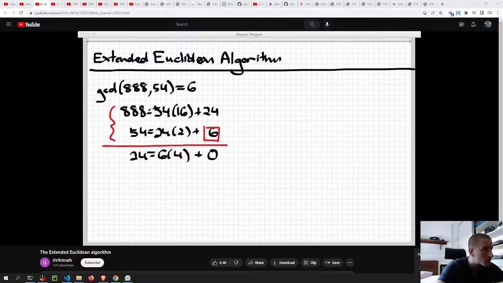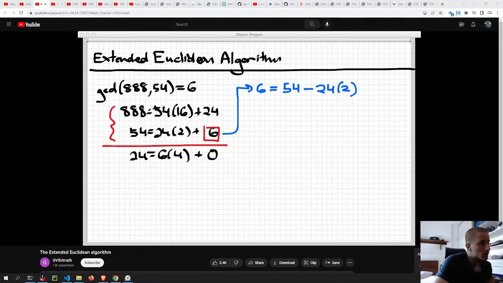So I'm going to start off by taking this equation and rewriting it in a slightly different form. I'm going to solve this equation for 6, basically. So 6 would equal 54 minus 24 times 2. Now certainly that's correct, because 24 times 2 is 48, and 54 minus 48 is 6. I'm going to rewrite this just slightly one more step here, and instead of saying minus 24 times 2, I'm going to say plus 24 times negative 2. Now, interestingly, if I look up in the first line here, I see 24 hanging out in the remainder spot.